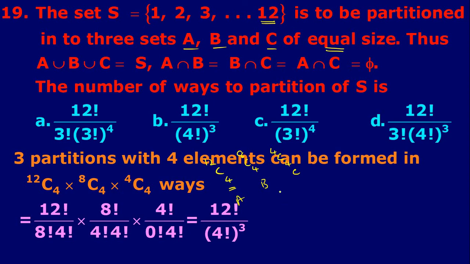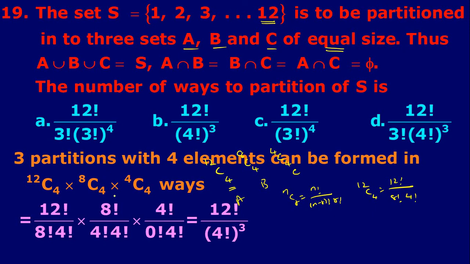Here we can use the formula. We have the formula nCr equals n factorial divided by (n minus r) factorial into r factorial. So 12C4 is 12 factorial divided by (12 minus 4) factorial, which is 8 factorial, into 4 factorial. So like this we can use the formula.